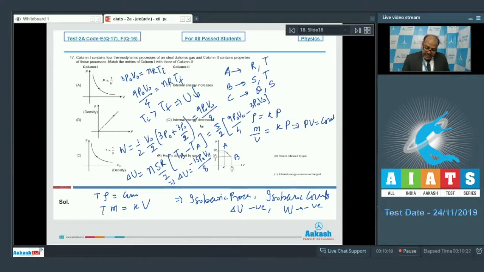So if we add up W and delta U, the quantity is still negative. So that means delta Q is also negative for the process D, which means for D, the entries that will match are internal energy decreases and heat is released by the gas. So Q and S match for entry D. So this is our answer.